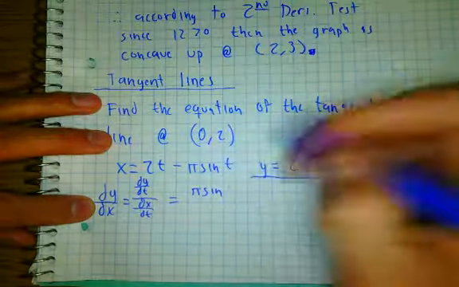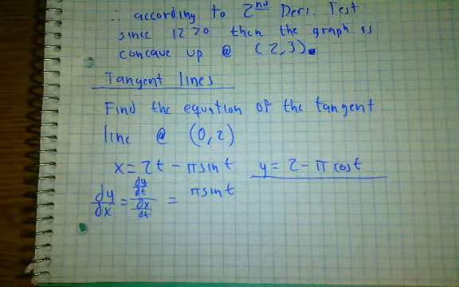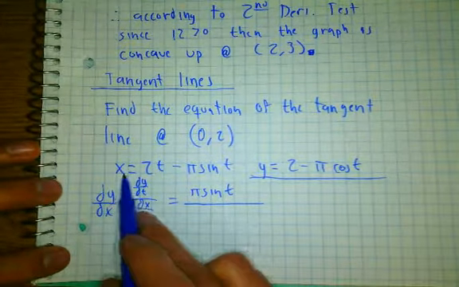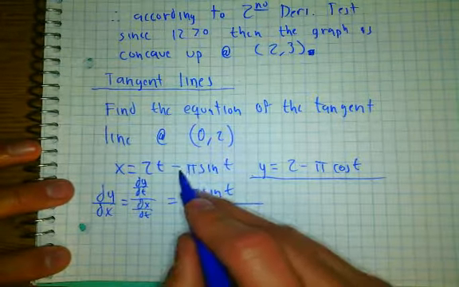And now we just have to put that over the derivative of x with respect to t. Well, the derivative of 2t is 2. The derivative of negative pi sine t is going to be negative pi cosine t.